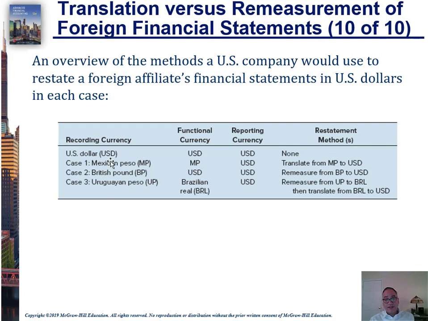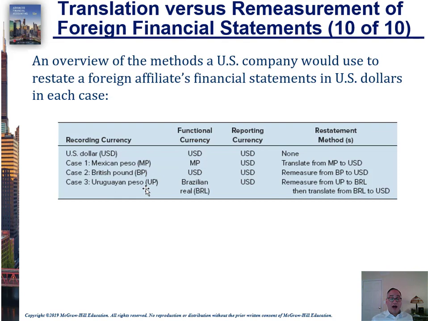The recording currency, that's the currency of books, is US dollars. Functional currency is dollars. Reporting currency is dollars. You don't need to do anything. You can just consolidate. Let's say that you keep your books in pesos and the functional currency is pesos, but the parent is in US dollars. Then you need to translate from the functional currency of pesos into US dollars. Let's say that the books are kept in pounds, the functional currency is the dollar, and the reporting currency is the dollar. Then you need to remeasure from British pounds into US dollars.